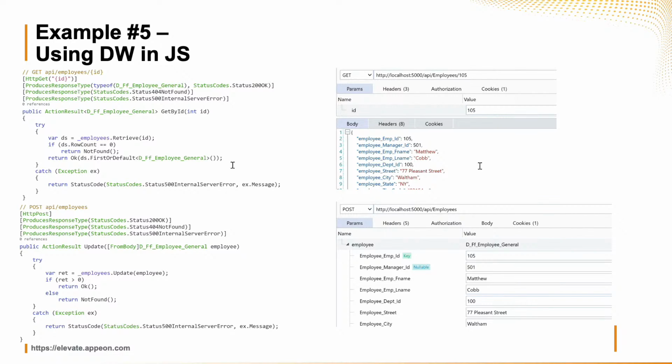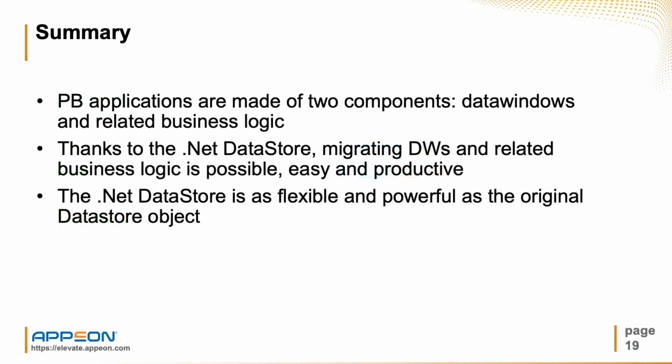Finally, a summary. PB applications are made of two components, data windows and related business logic. Thanks to the .NET Data Store and the powerful Snap Develop tools, migrating data windows and the related business logic is possible, easy, and productive. The .NET Data Store is as flexible and powerful as the original Data Store object. Why not start today?